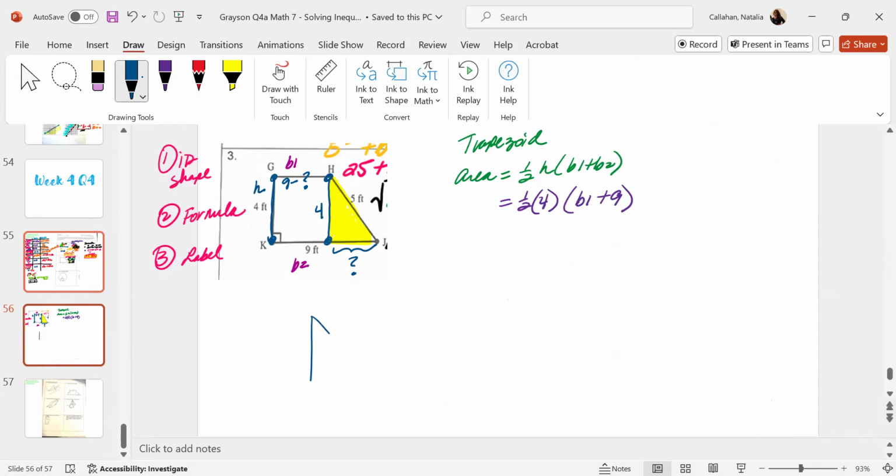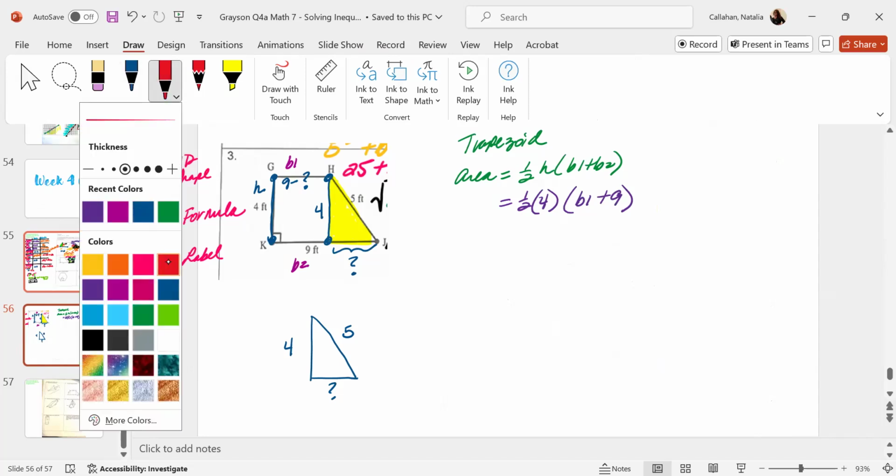So let's just put this triangle over here. Okay, this is 4, this is 5. I need the question mark, right? So you need the Pythagorean theorem. Okay.